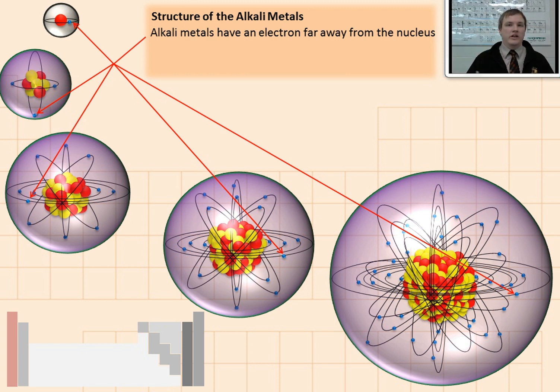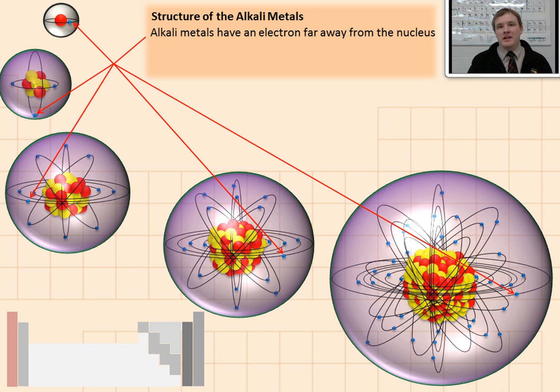Hydrogen just has one electron, period. Lithium, the next metal down, has 3 total electrons. One of them is farther away from the nucleus than the other 2. You'll see on the page the element sodium, which is explosively reactive in water, has a lot of electrons. It has 11 total. The 11th electron is found far away from the nucleus in an outer energy level. All of the alkali metals share this in common. They have one electron that is far away from the nucleus.